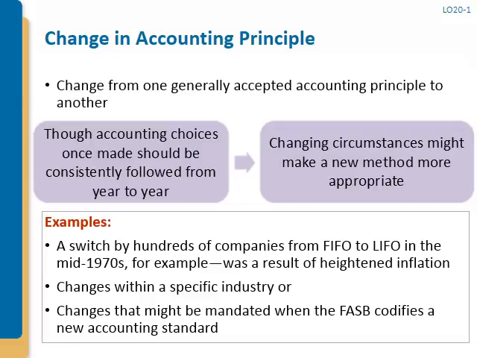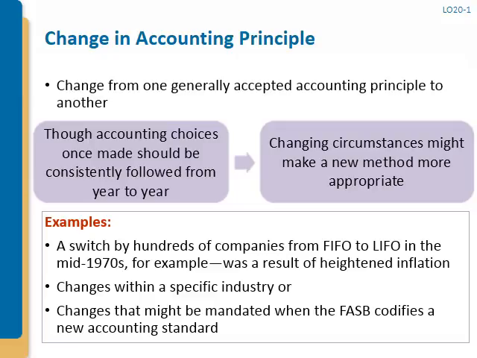You probably also recall that comparability is an enhancing qualitative characteristic of financial reporting. To achieve this attribute of information, accounting choices, once made, should be consistently followed from year to year. This doesn't mean, though, that methods can never be changed. Changing circumstances might make a new method more appropriate. A change in economic conditions, for instance, might prompt a company to change accounting methods. The most extensive voluntary accounting change ever, a switch by hundreds of companies from FIFO to LIFO in the mid-1970s, for example, was a result of heightened inflation.